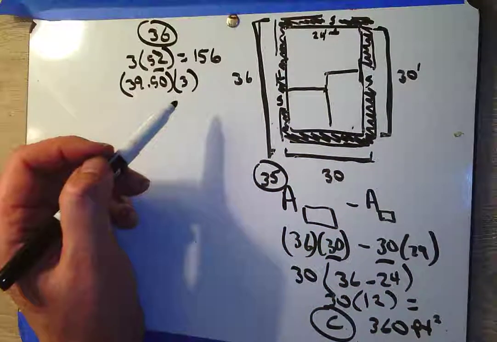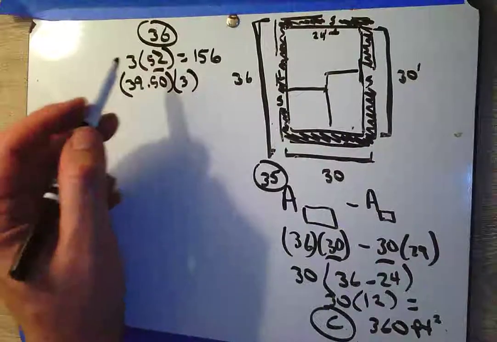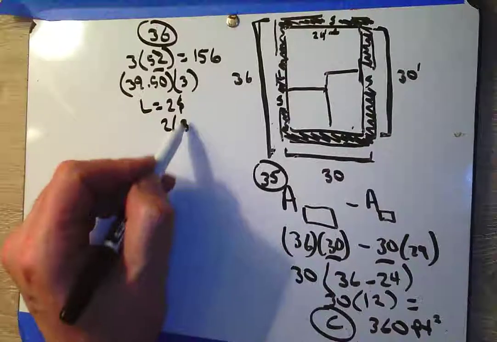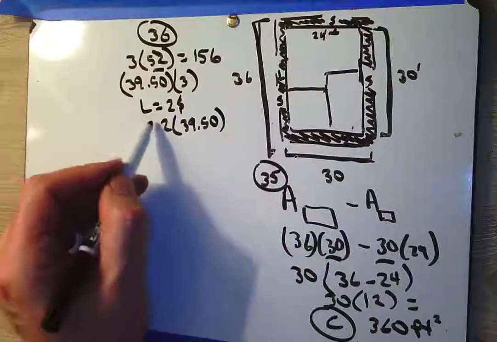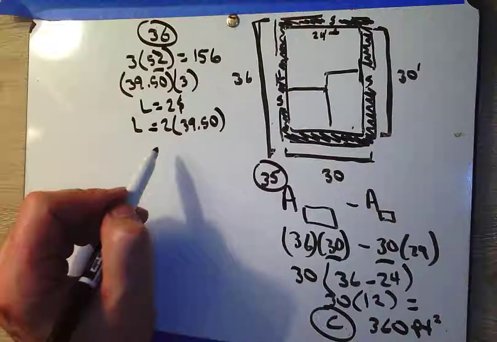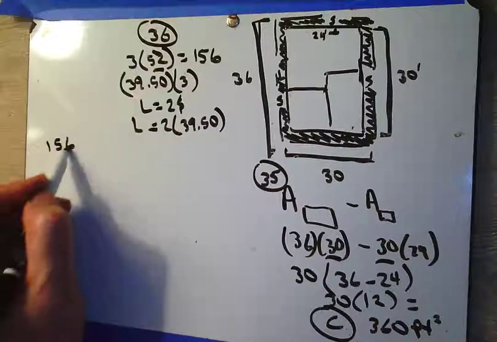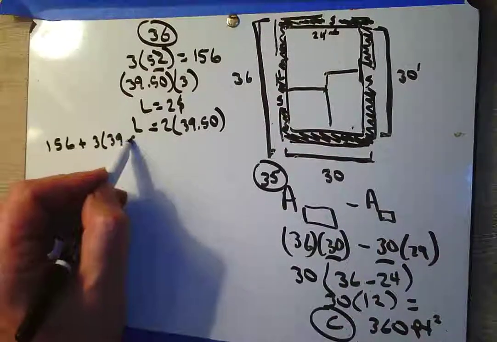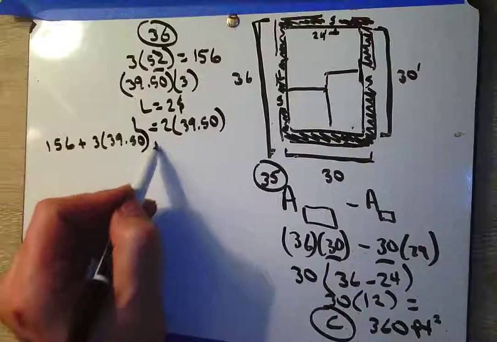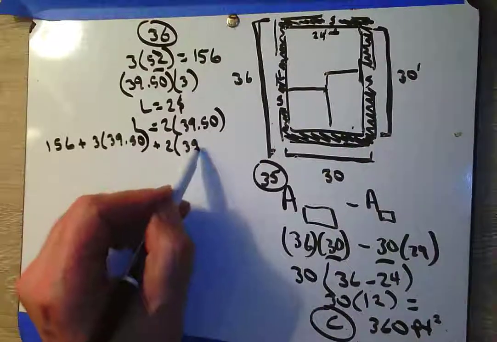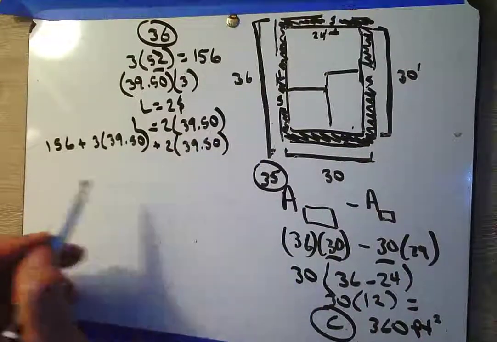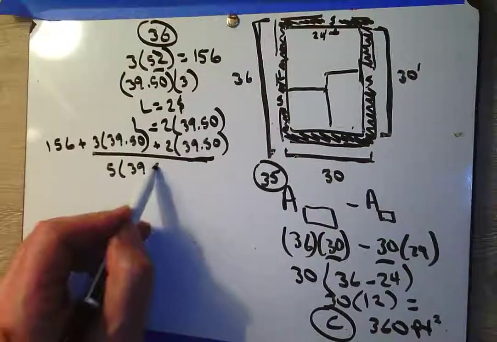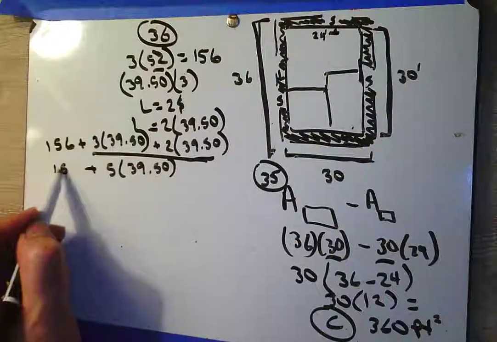And the price of the curtains for a large window is twice that of a small. So L equals 2S. So 2 times $39.50, because we only have 1 large one. So what do we have here? We have 156 for the ceiling fans. We have 3 times $39.50 for the small window curtains. And we have 2 times $39.50 for the large window curtains. Well, that's going to be a total of 5 times $39.50 plus 156.